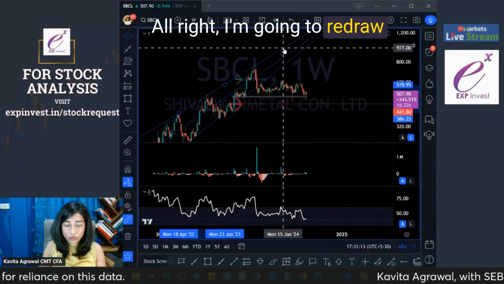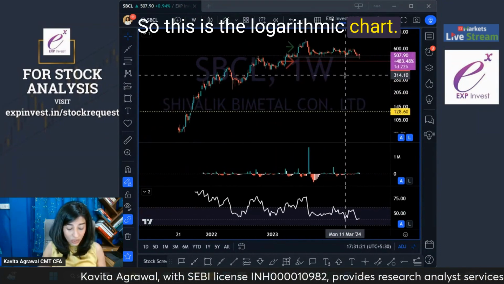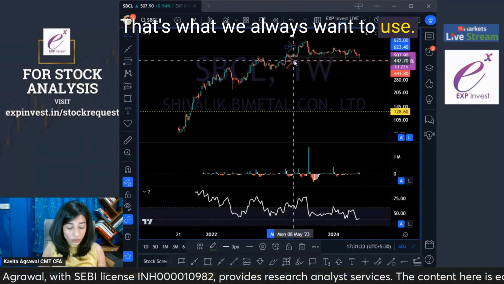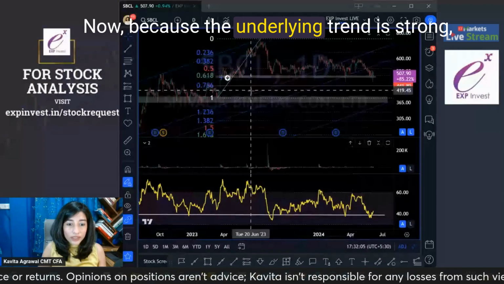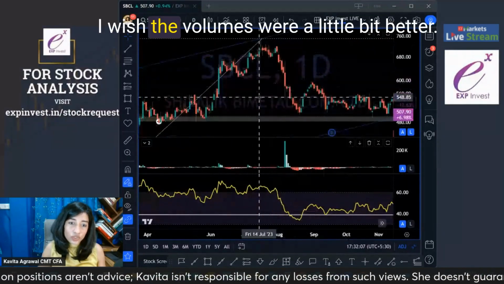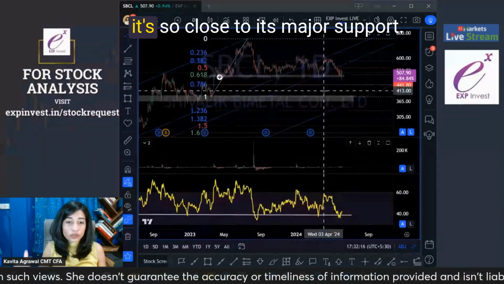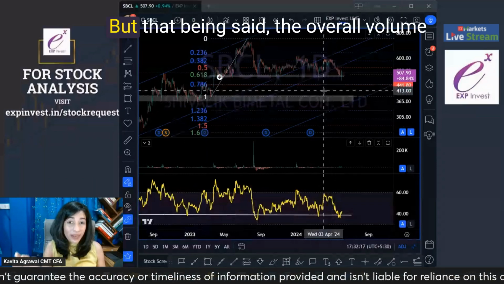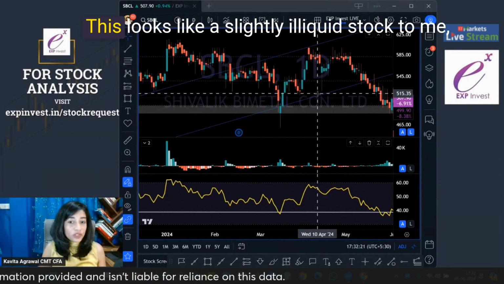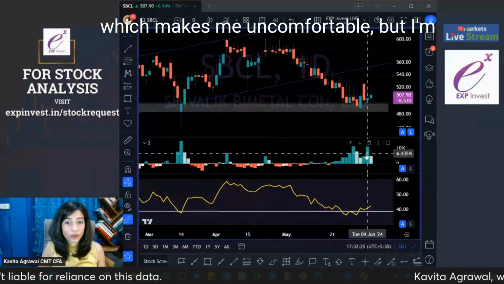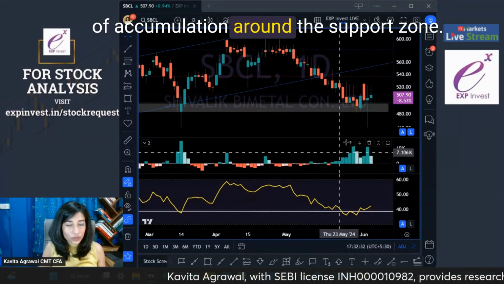All right, I'm going to redraw these trend lines because they don't seem to be doing too well. So this is the logarithmic chart. That's what we always want to use. So this 61.8 level is acting as very good support. Now, because the underlying trend is strong, I wish the volumes were a little bit better. The only reason I say the stock is looking attractive is because it's so close to its major support. But that being said, the overall volume profile here is not that attractive. This looks like a slightly illiquid stock to me, which makes me uncomfortable. But I'm also observing a lot of accumulation around the support zone.